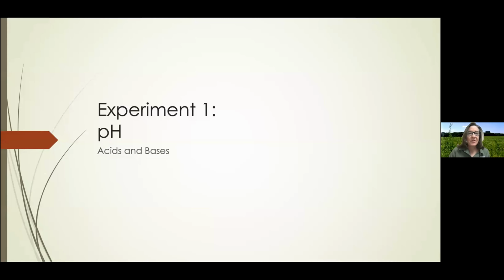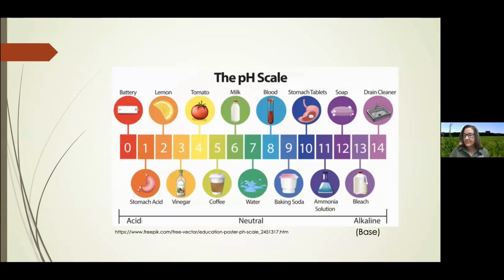So our first experiment is about acids and bases. Have you ever heard the term pH before? It's a scale that scientists use to understand if something is an acid or a base. You may have heard the word acid before, like there's acid in your stomach that helps you digest food, or there's acid in batteries, so you don't want to break them open. On the opposite end of the pH scale are bases. We call these alkaline. And a couple examples are soap and bleach.